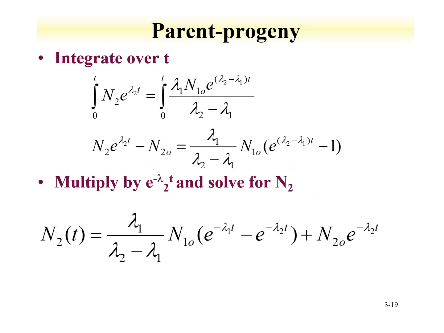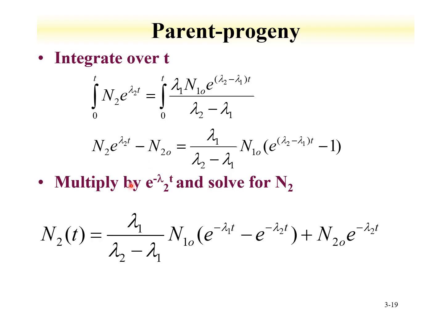Now let's integrate over time. So let's provide the integral, and we get this term. Let's integrate what we see here, lambda 1 N1 naught e to the lambda 2 minus lambda 1 times t, divided by the difference between lambda 2 and lambda 1, from 0 to t. The equation becomes N2 e to the lambda 2 times t minus N2 initial is equal to a ratio of the decay constant for 1 divided by the difference between the decay constants for 2 minus 1, times this term, N1 naught times e to the lambda 2 minus lambda 1 times t, minus 1.